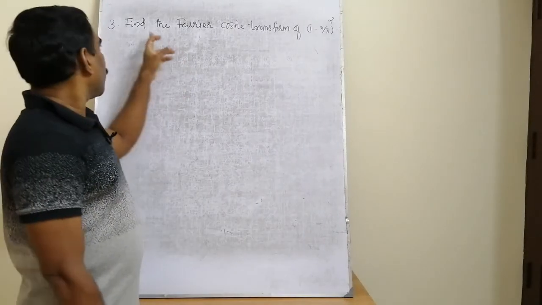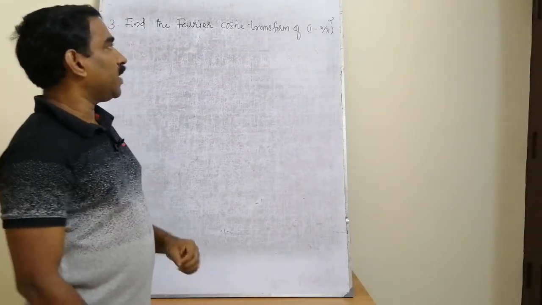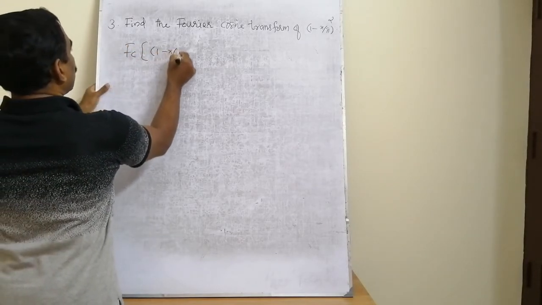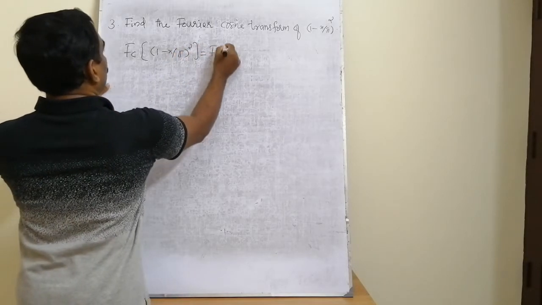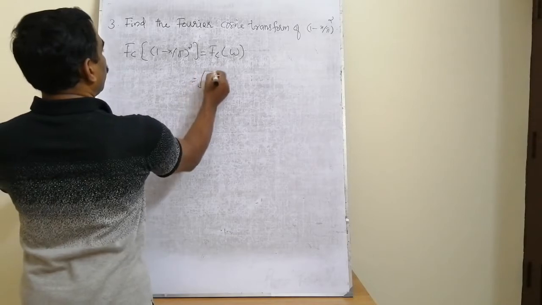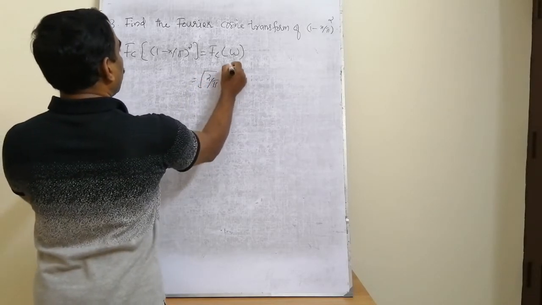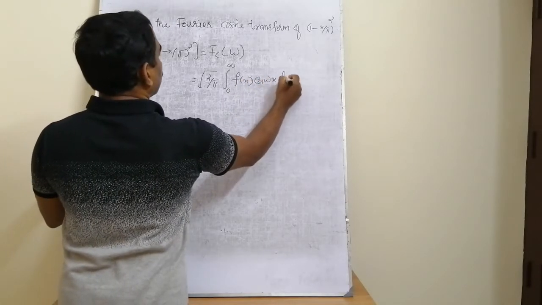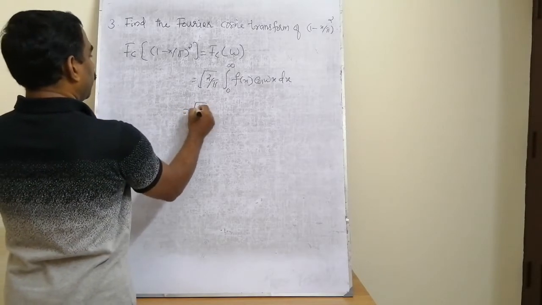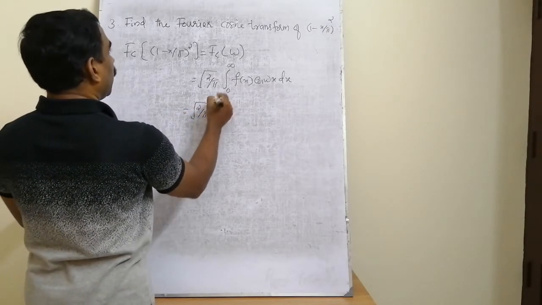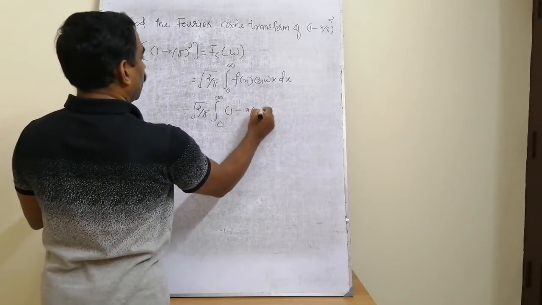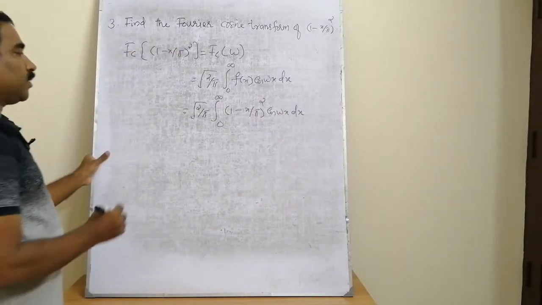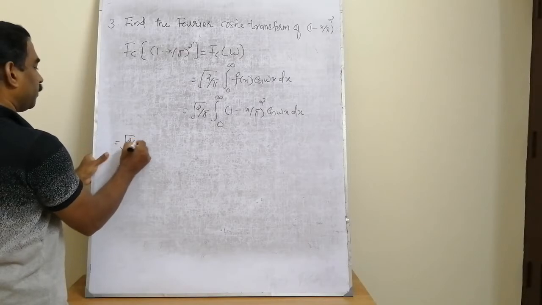So this is question number 3. Find the Fourier cosine transform of (1 minus x by pi) the whole square. Now we have the Fourier cosine transform of (1 minus x by pi) the whole square is equal to Fc(omega), that is equal to square root of 2 by pi integral 0 to infinity f(x) into cos omega x dx, equal to square root of 2 by pi integral 0 to infinity, here the function is (1 minus x by pi) the whole square into cos omega x dx.